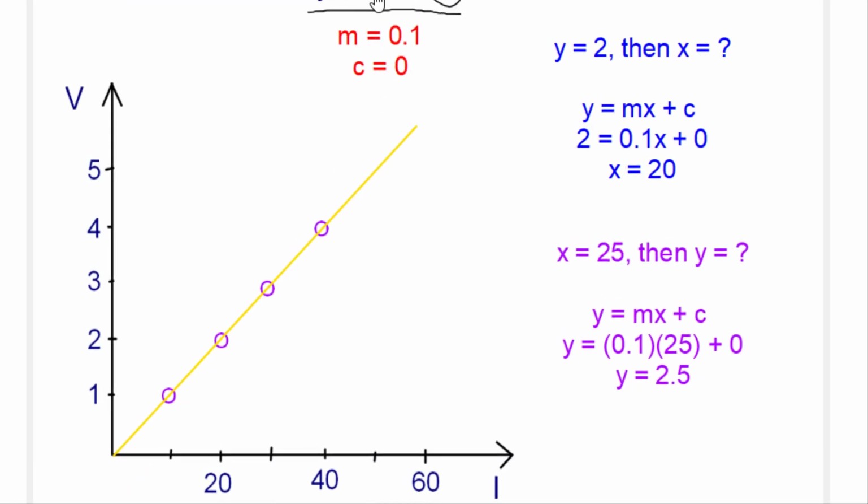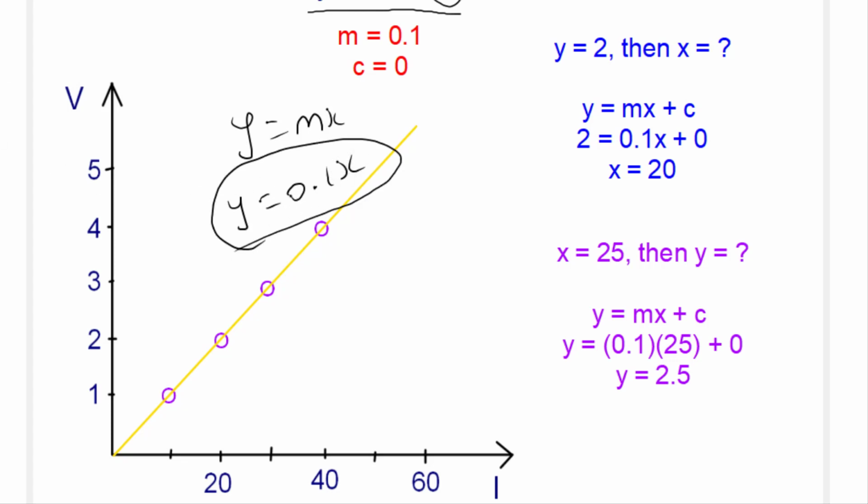So this equation is written in the form y equal to m into x. Now m is 0.1, so y becomes 0.1 times x. This is the equation for our particular case. Now we can also find the unknown values using this equation of the straight line.